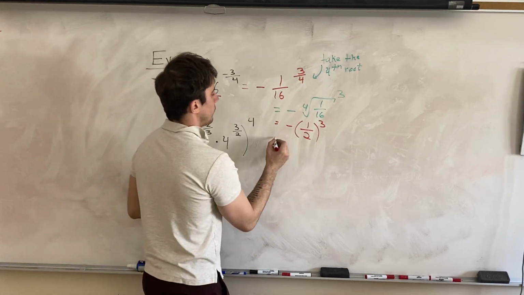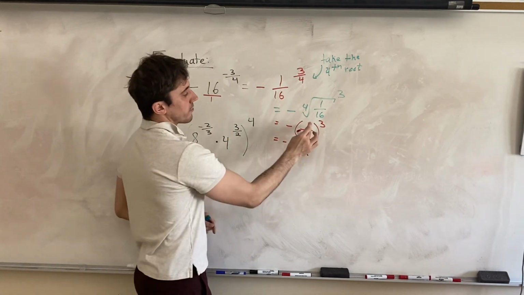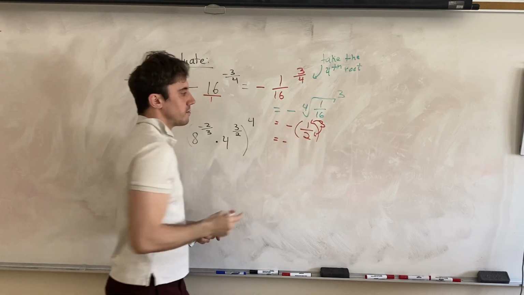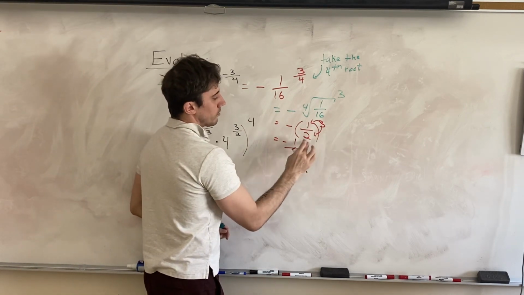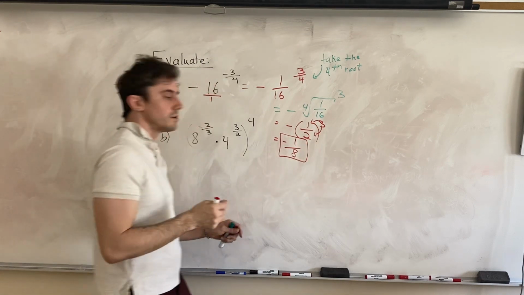And now we'll have negative. Again, one of our basic exponent laws says when we have a fraction raised to an exponent, the exponent just hits both parts of that fraction. And so we get negative 1 cubed is 1 over 2 cubed being 8. And so we get negative 1 over 8.